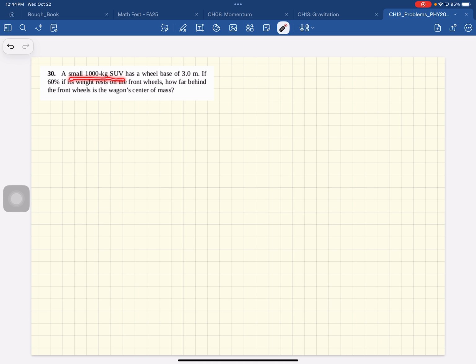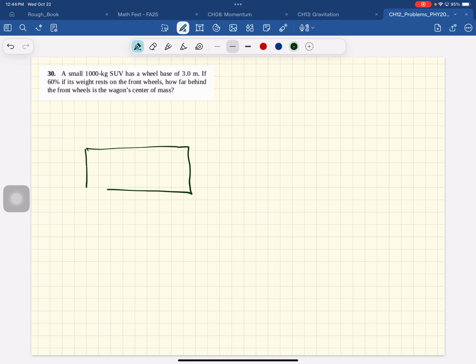A small 1,000 kg SUV has a wheelbase of 3 meters. If 60% of its weight rests on the front wheel, how far behind the front wheel is the wagon's center of mass, or center of gravity? This is an extended object, and for an extended object, what do we have to make sure? That the sum of the forces is 0 and the sum of the torques of these forces is 0.